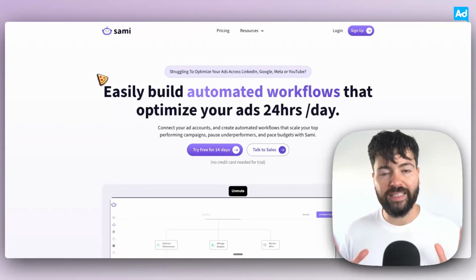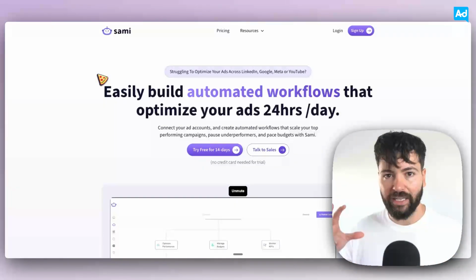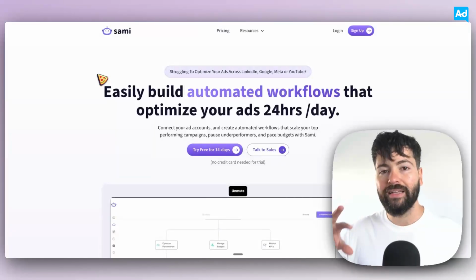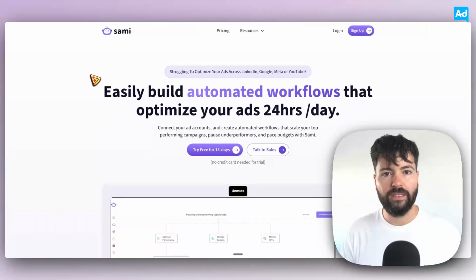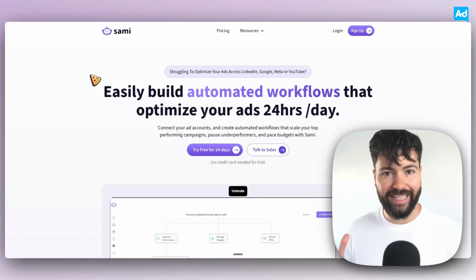Let's first start off by talking about what is Sammy so that you can get familiar with the platform, and then I'll walk you through some examples of how we actually created these workflows so you can put this all into practice. Let's kick off by talking about what is Sammy in the first place.